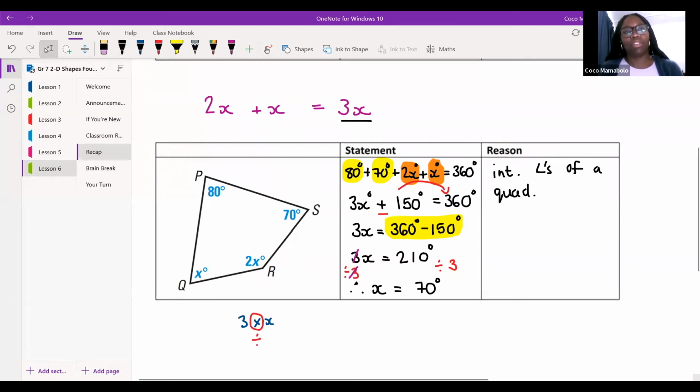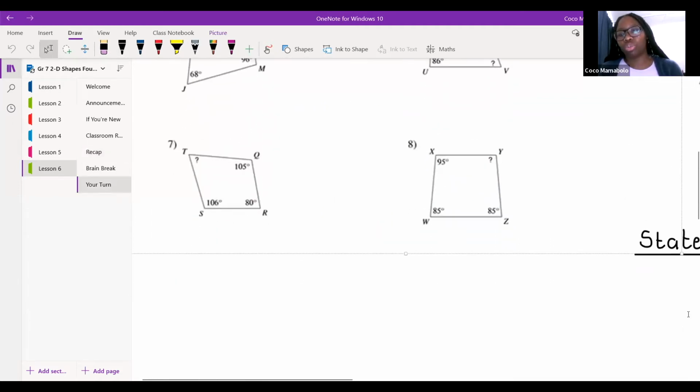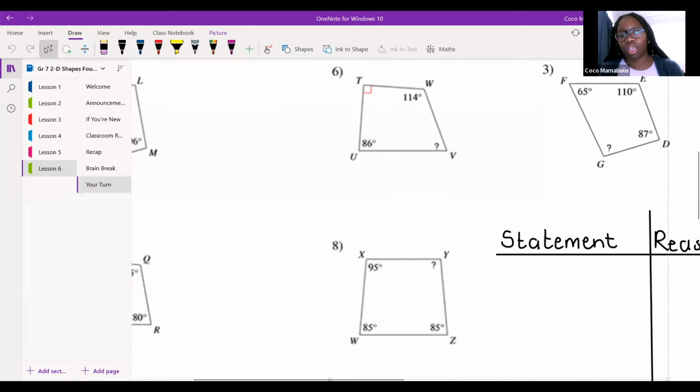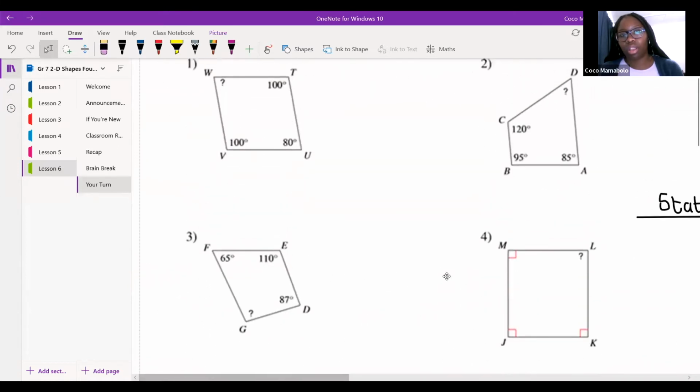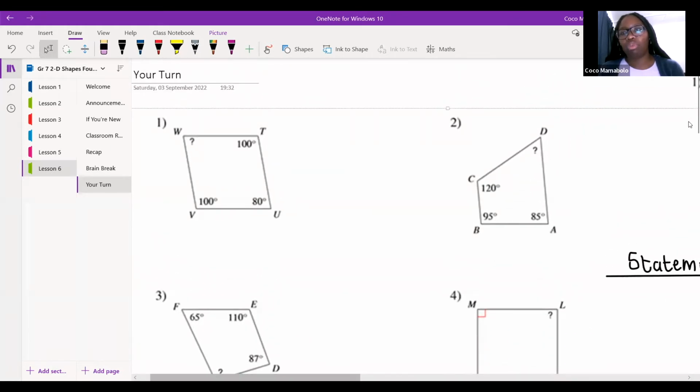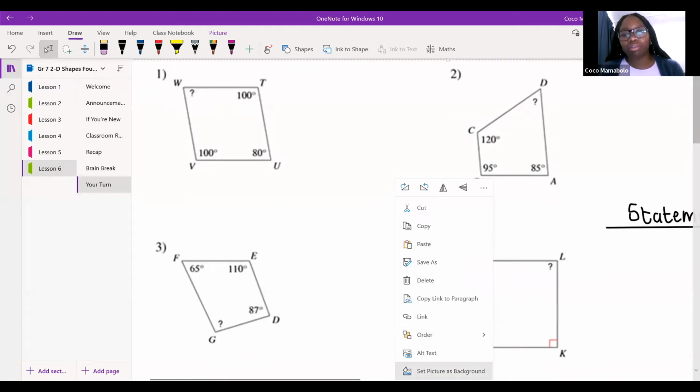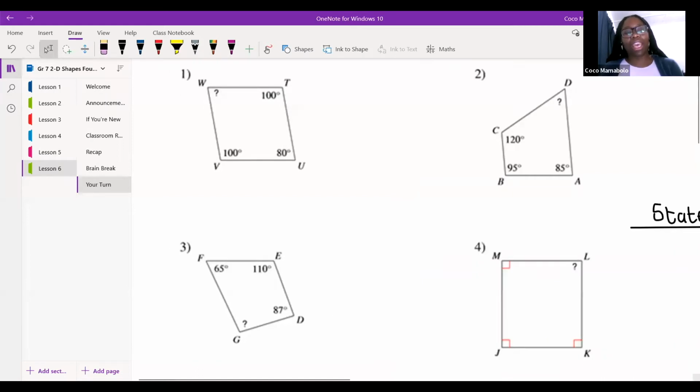I'm going to give you a chance to do some of these. I want you to do numbers 1, 2, 3. Sorry, I just want to make this a little bit bigger so you can see. Okay, good. We're doing numbers 1, 2, 3, and 4. Remember, you need to write down the statement and the reason, and then continue the sum. Those of you who have your hands up, leave your hands up, because I'm going to ask you to solve some of these with me.